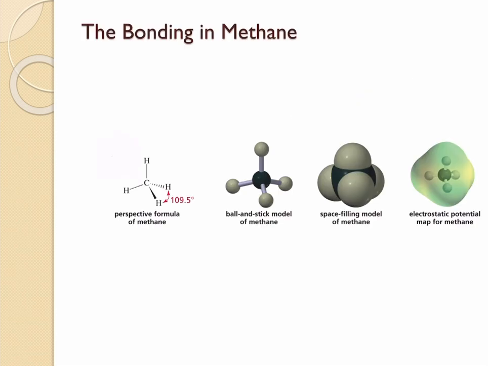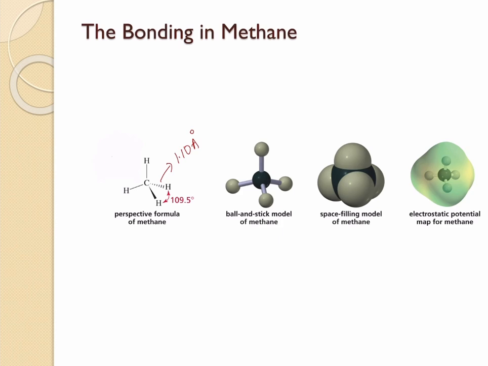Now, in methane, we have 4 carbon-hydrogen bonds, and the most important thing with these bonds is that all of them are equal in length, about 1.10 angstrom. And the bond angle here is 109.5 degrees, which gives it a tetrahedral arrangement. Now, this perfect tetrahedral arrangement raises an interesting question.